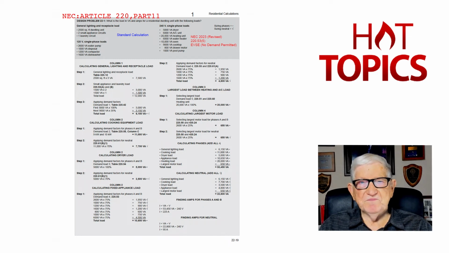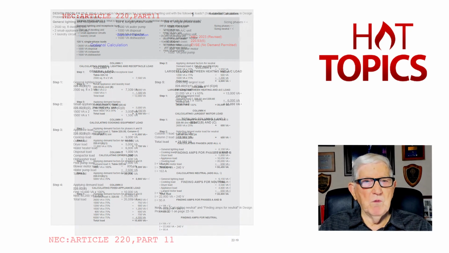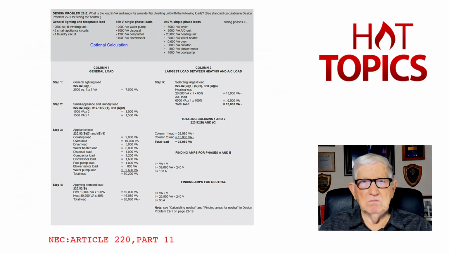But now, the person says, well, we're going to run the optional. We're going to, instead of going that long standard calculation, most all the designers use the optional. So you have the same loads. I'm not going to go through either one because they're the same. They're identical. So we want to apply our general lighting load, 3 VA times 2,500, 7,500. This is the same, isn't it? So I won't bore you with that.